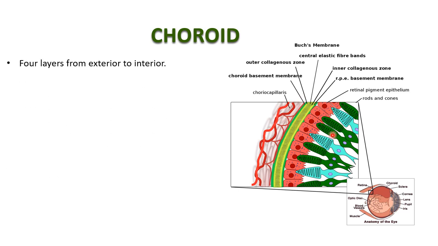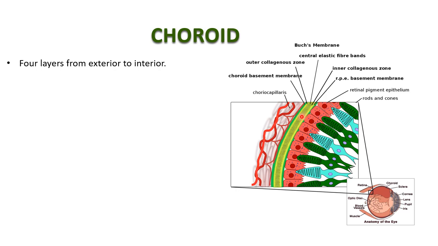The four layers from exterior to interior are the suprachoroidal lamina, which separates the choroid from the sclera and is called the lamina fusca. Then you have a vascular lamina, a layer of blood vessels with some pigment cells and supporting connective tissue. The arteries are derived from the short posterior ciliary arteries, and veins converge to form the vorticose veins. Then you have the choroidocapillary lamina, a fine network of capillaries which nourish the outer three or four layers of the retina.